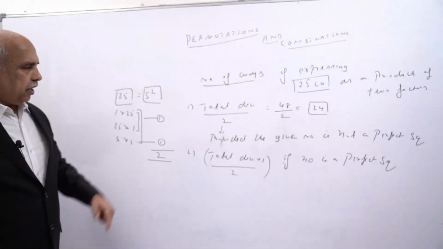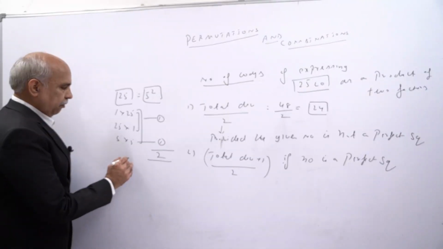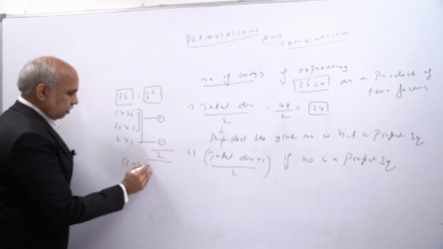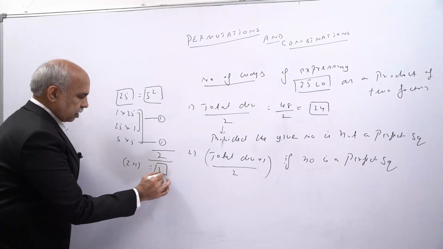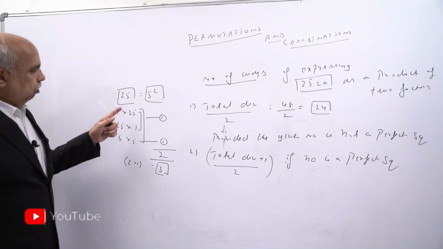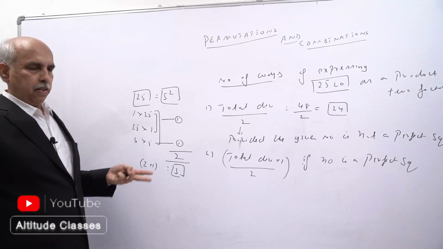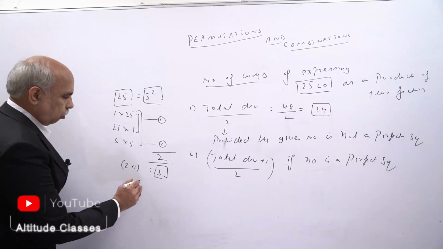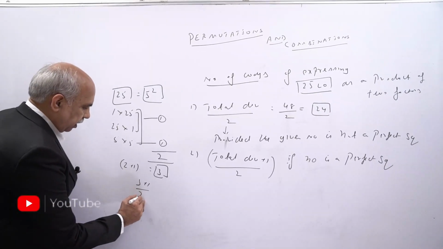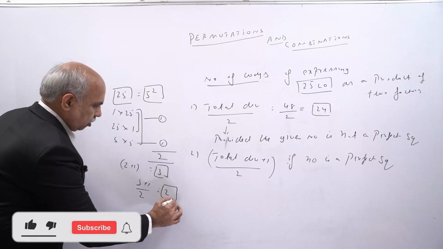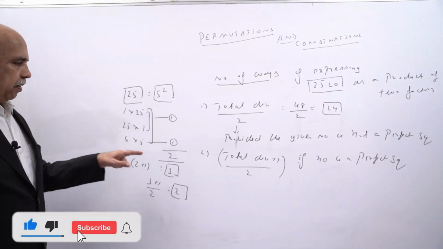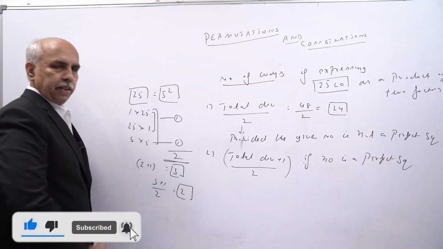If I use the logic here, the total number of divisors of 25 are what? 2 plus 1, which is equal to 3. What are those 3? 1, 5 and 25. These are the 3 divisors. So the answer according to that will be 3 plus 1 divided by 2, which is equal to 2. So this comes out as the number of ways. This is the idea.